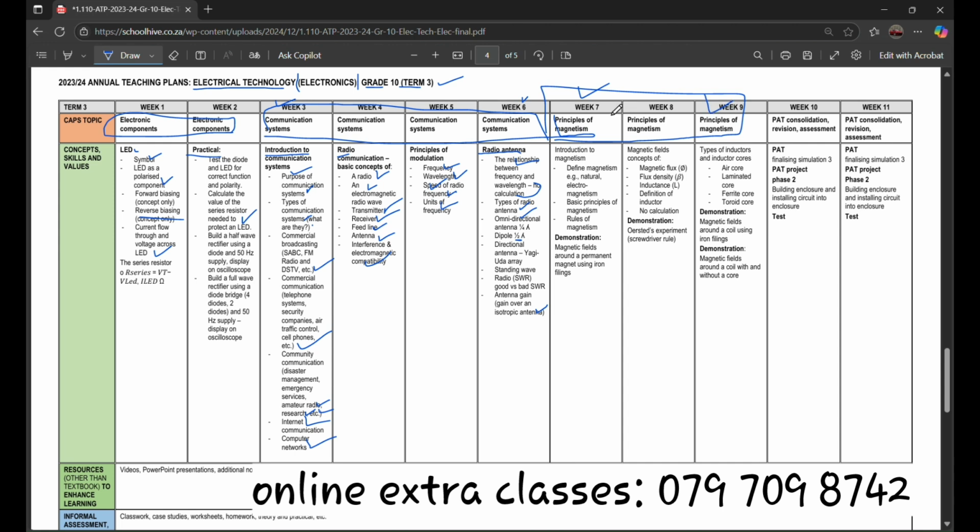Week 7 until week 9, we cover the topic of principles of magnetism. Within week 7, we dive into the introduction to magnetism, define magnetism, for example natural magnetism and electromagnetism. Basic principles of magnetism, rules of magnetism, and there will be a demonstration provided of the magnetic fields around a permanent magnet using iron filings.